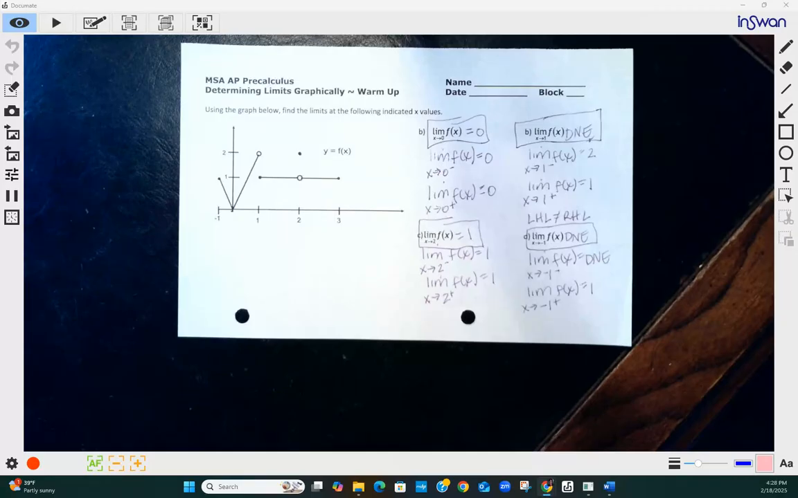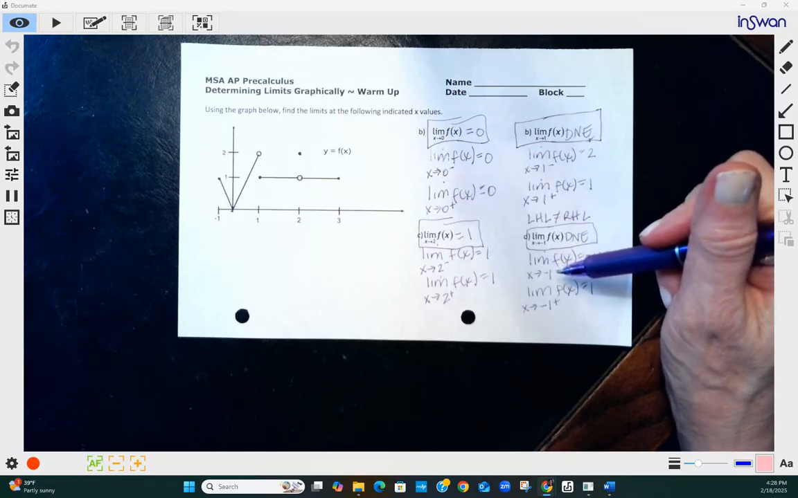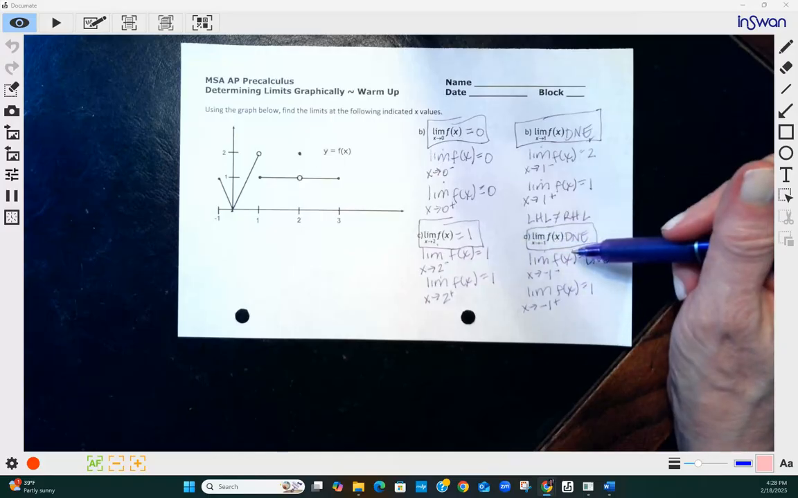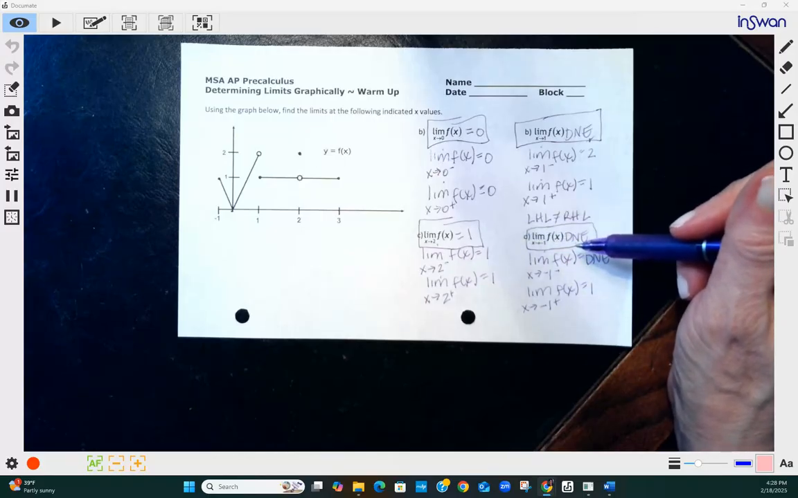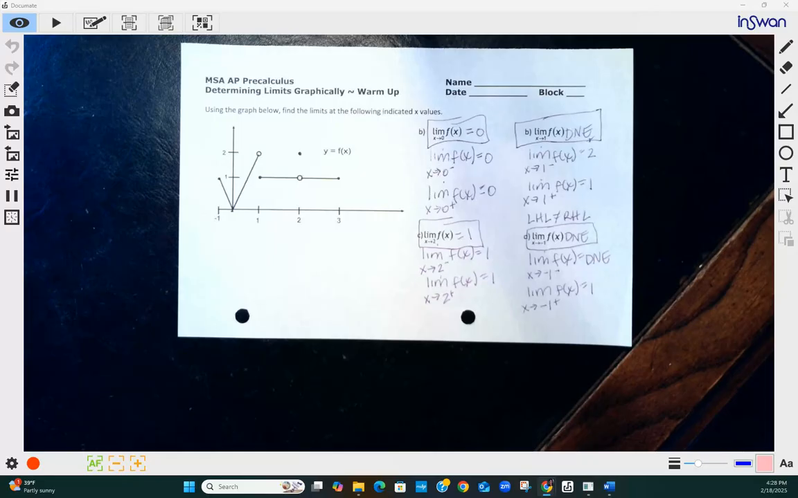So you can have a one-sided limit, but as soon as you don't have one or the other, then that just makes the limit not exist. The rule is that there has to be an approach from the left and the right for there to be a limit, according to the AP Calculus rules.